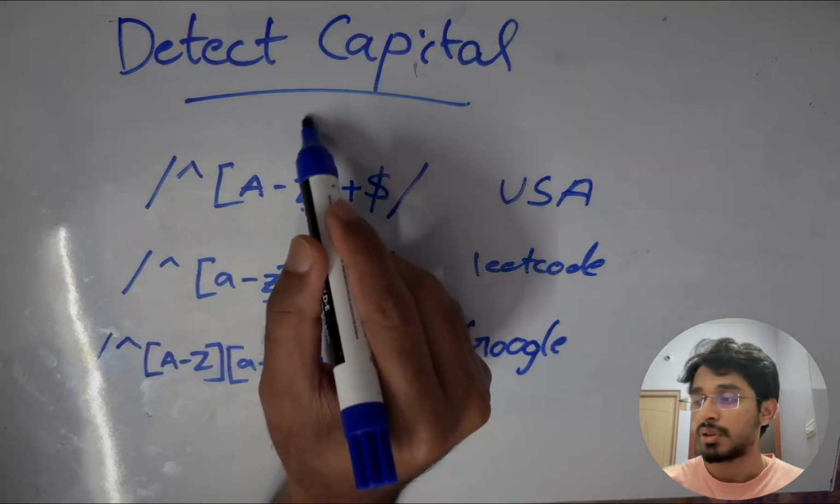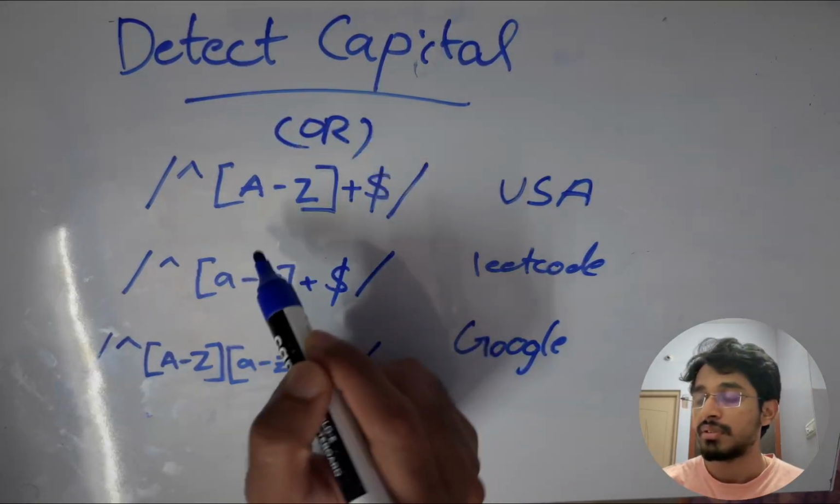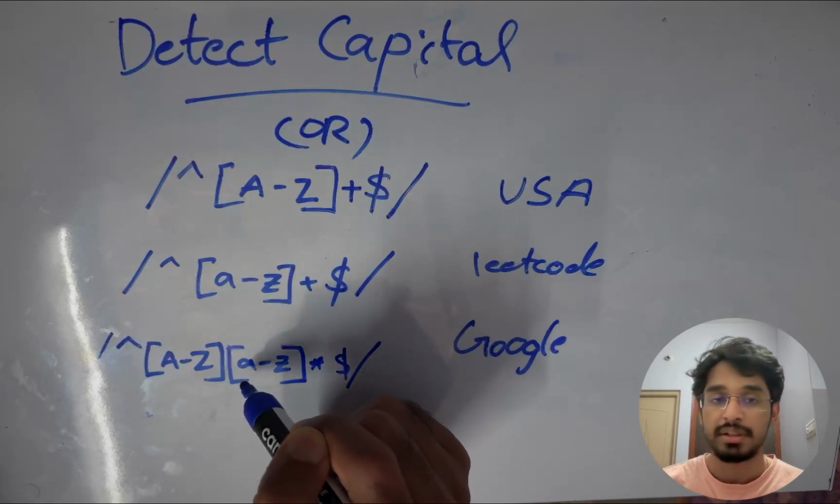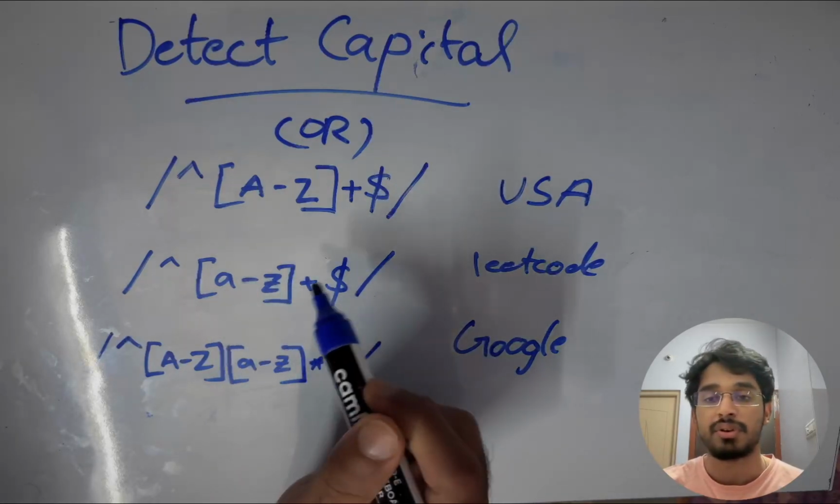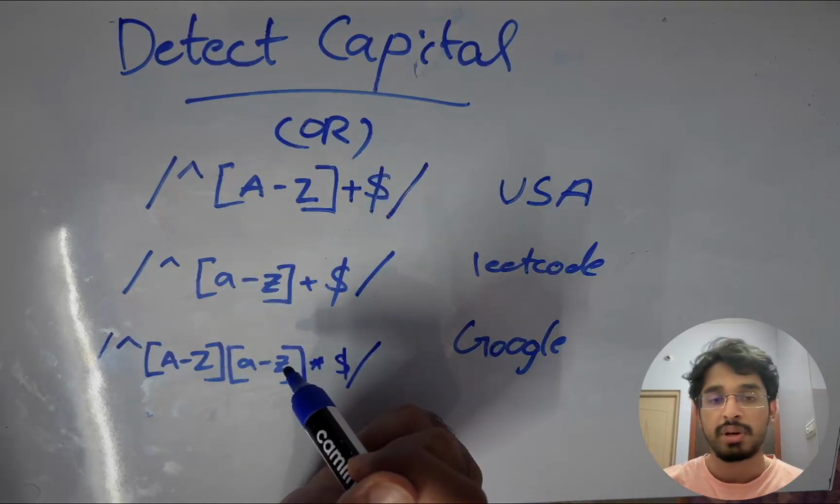So we put an OR operator. Okay, so basically if any one of these conditions passes, then we return true, else we return false. Okay, so let's see how we can code this.